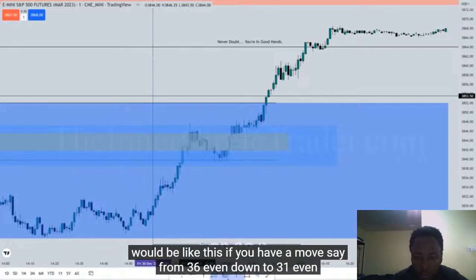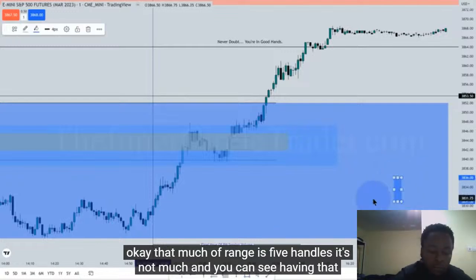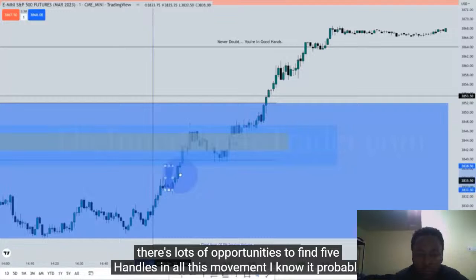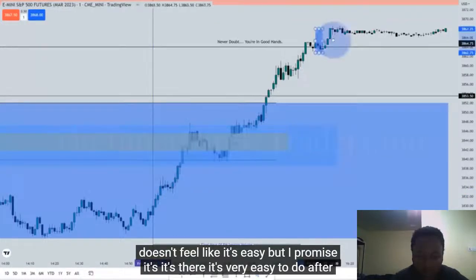If you have a move, say from 36 even down to 31 even, that much of range is 5 handles. It's not much. And you can see, having that, there's lots of opportunities to find 5 handles in all this movement. I know it probably doesn't feel like it's easy, but I promise it's there. It's very easy to do after you know what you're looking for.